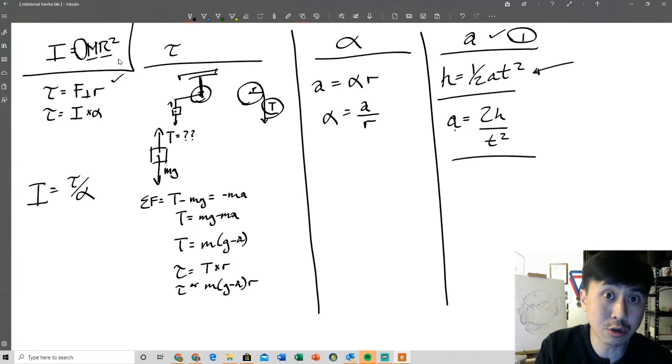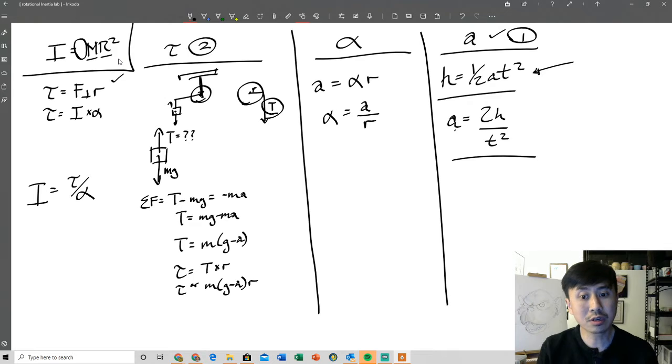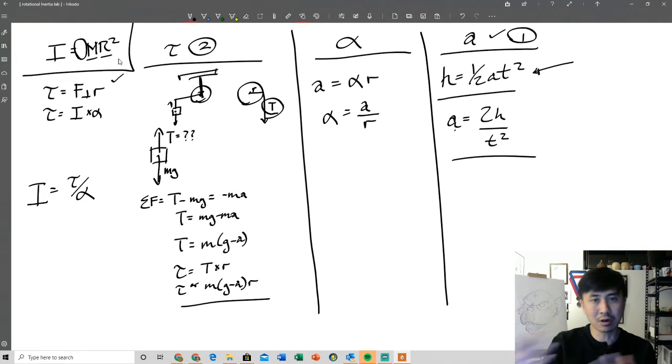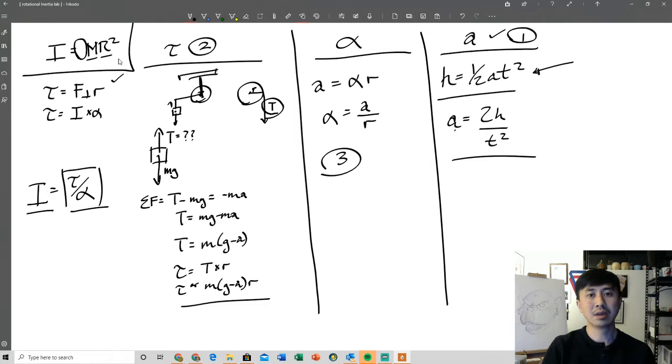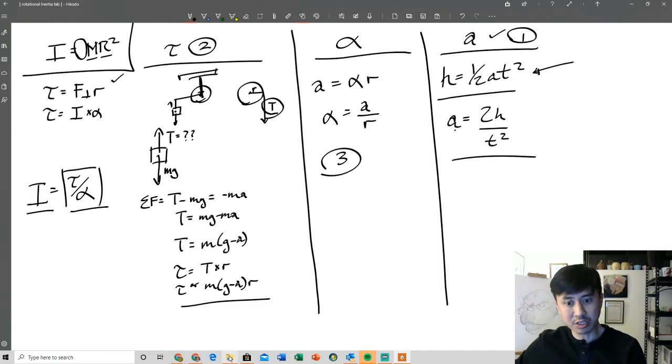We're going to find our torques. Our torque, we found the formula using free body diagrams and the sum of forces to be m times (g minus a) times r. All right, that's our torque equation. With that, we're going to combine it with number 3, our angular acceleration, so that we can find our moment of inertia, which is torque divided by angular acceleration. Good. So let's get into our sheet.